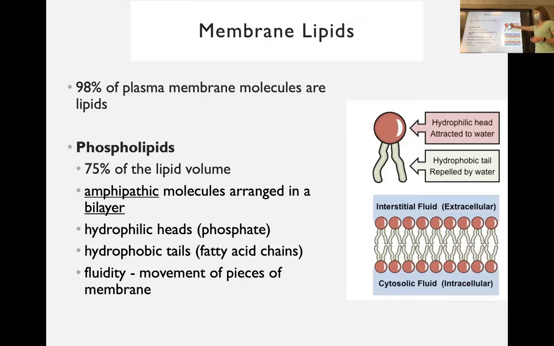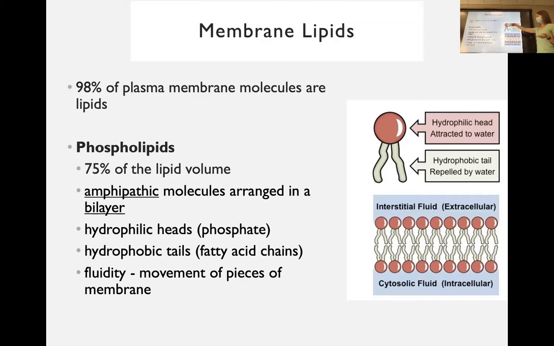This is generally how a phospholipid is drawn. The head with two little tails. These are fatty acid chains. The tails are hydrophobic, meaning they don't want to be near water. They are going to repel water. The head, which is mostly the phosphate, is hydrophilic, which means it's fine if water is up against it.